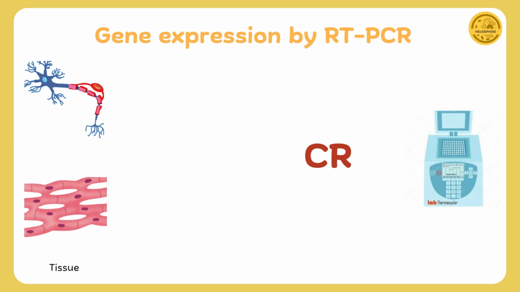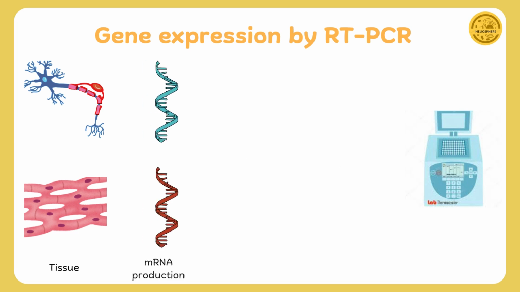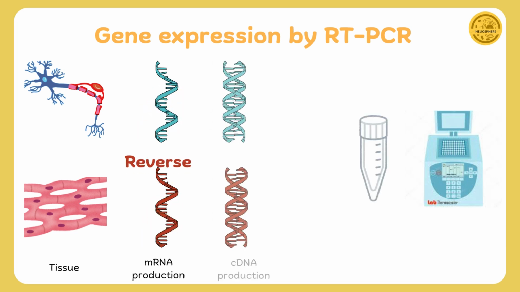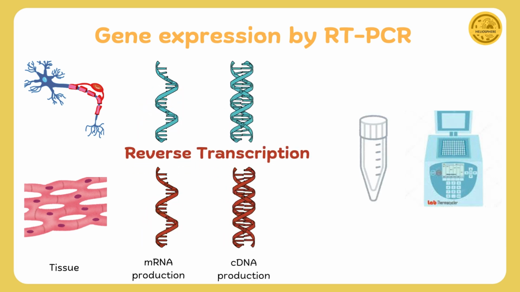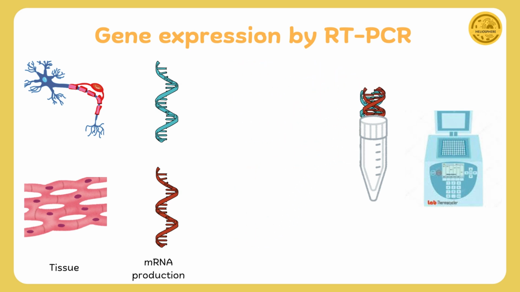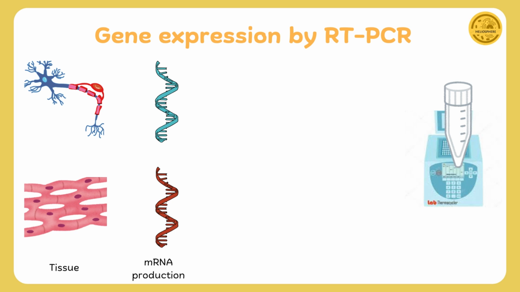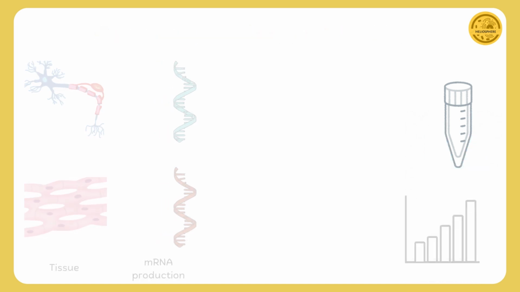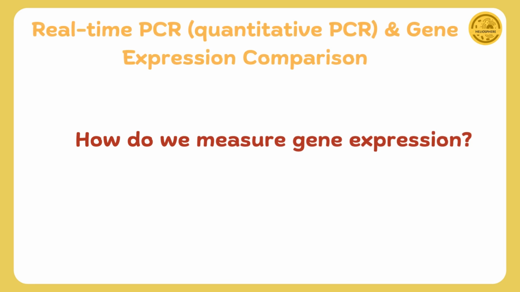To analyze gene expression, we first extract RNA from a sample. Since RNA is unstable, we convert it into complementary DNA, or cDNA, using an enzyme called reverse transcriptase. This process is known as reverse transcription. Once we have cDNA, we amplify it using PCR. The sample goes into a thermocycler, where it undergoes cycles of heating and cooling. This allows DNA to denature, primers to bind, and new DNA strands to form, doubling the amount of cDNA in each cycle. But how do we measure gene expression?